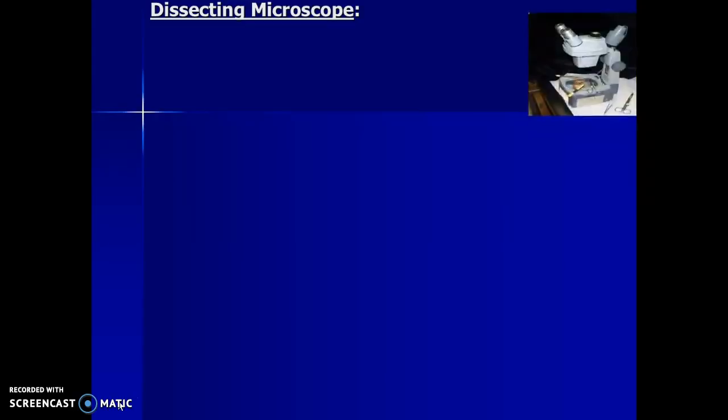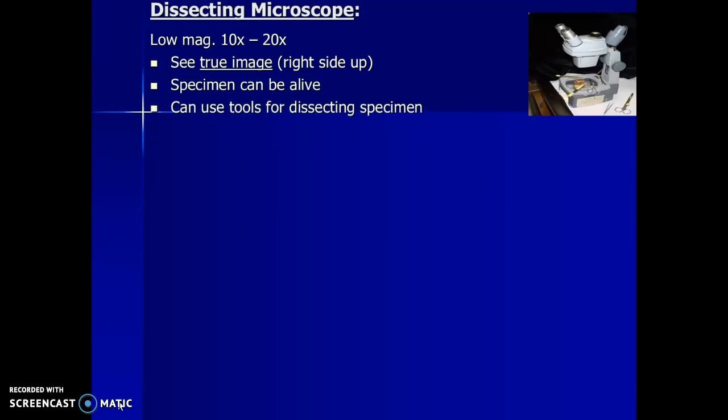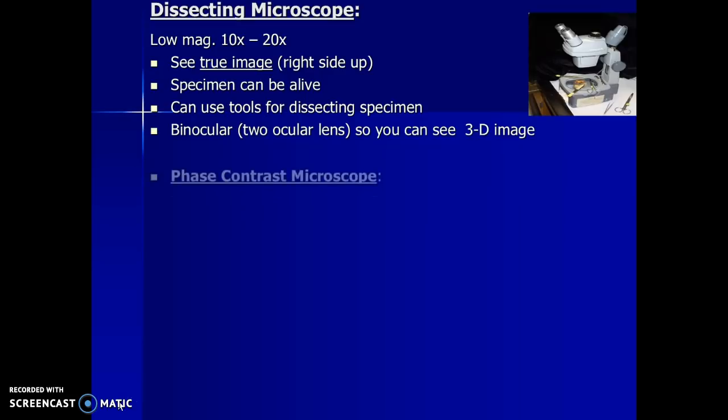So there are other types of microscopes. The dissecting microscope is very low magnification. It ranges between 10x to 20x. And you do see the true image, and it's right side up. Specimens can be alive under the dissecting microscope. You can use tools for dissecting specimens, and you can actually view the tissues and all the other organs. It's binocular, so you can see a 3D image.